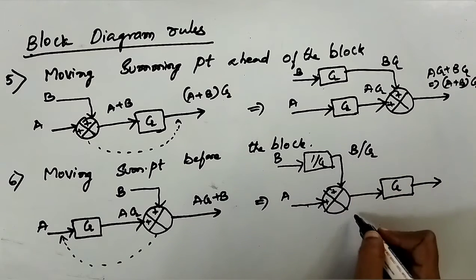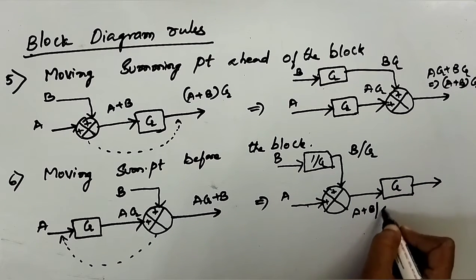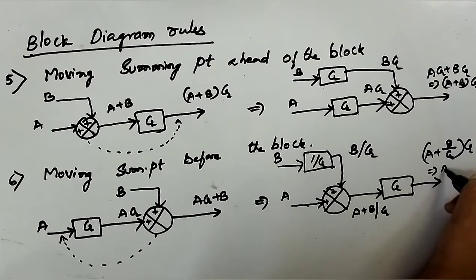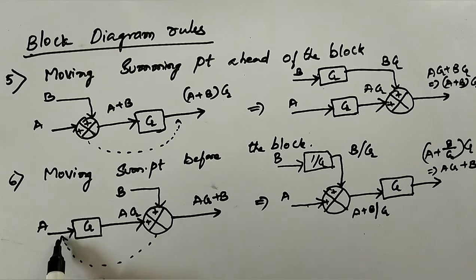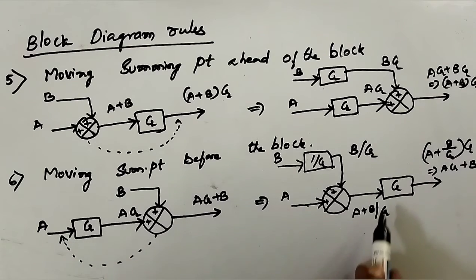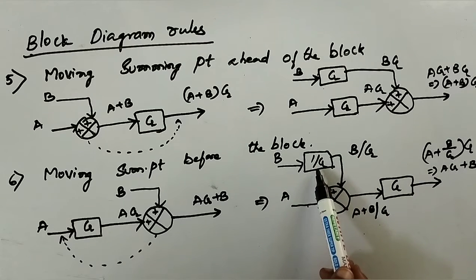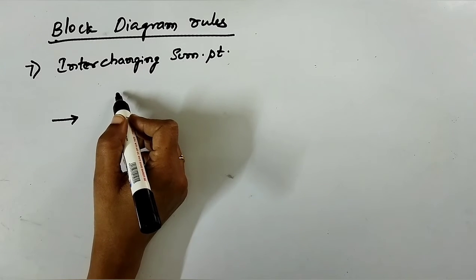A plus B by G is the input here. A plus B by G into G will give us AG plus B. We have moved the summing point here before the block. In the earlier case, we had added G; here it's 1 by G. The seventh rule: interchanging summing points.